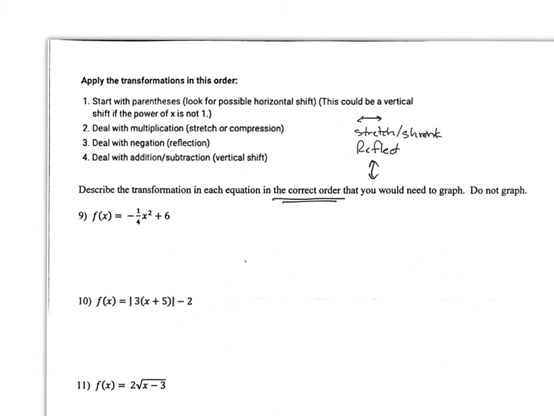So for this, make sure you look for the left and right first. We don't have any left and right, no parentheses, so that's good. Then we want to do stretch or shrink. We have a fraction, we have multiplying, so this is going to be vertical, because it's outside the x, no parentheses. It's a fraction, so it's compress by 1/4. You want to say shrink, but you have to say vertical. Then, of course, the next thing is the reflection. We do have a negative sign, so it's going to reflect over the x-axis. And then finally, we would move that up 6.